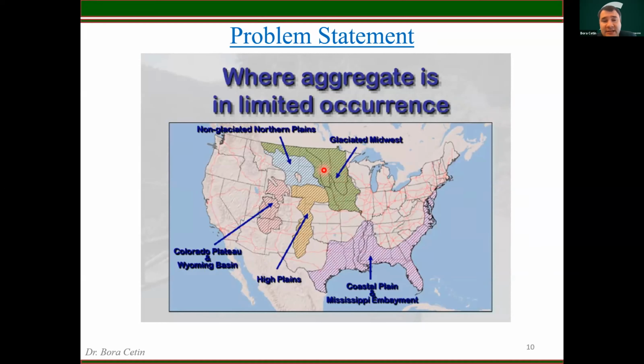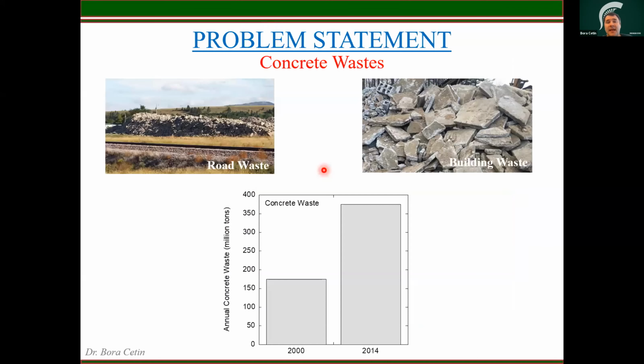Therefore, in this part of the United States, you really want to replace these conventional aggregates that you mined with something more durable and stronger. Recycled concrete aggregate and recycled asphalt pavement pose great potential to be used in such applications. Here again, these are the numbers showing how much concrete waste is produced annually in the United States and how it increased because of the aging infrastructure.